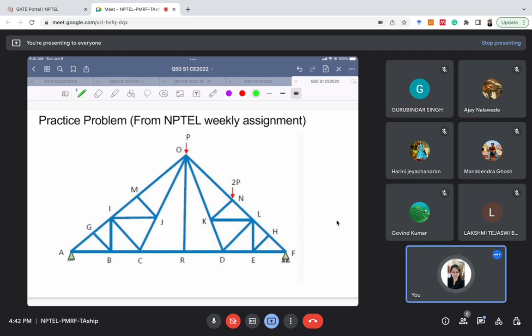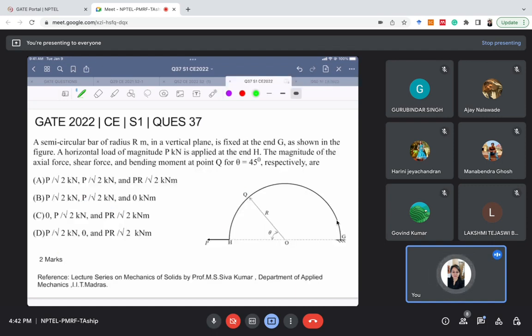Now I'll move to another problem. This you may try at home. I have told you the answer: there are a total of 10 zero force members in this truss. Let's see if you can identify those or not. Now I'll move to another question that is a very simple problem, and after that I'll close.